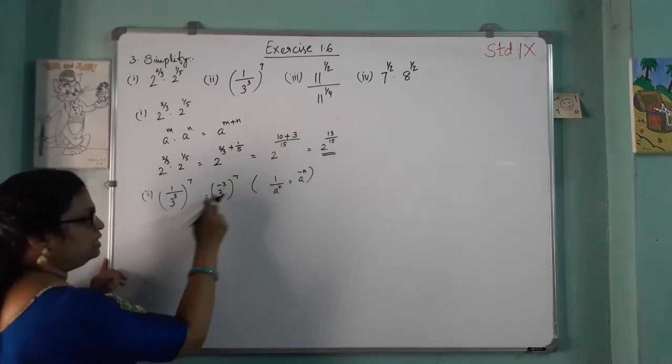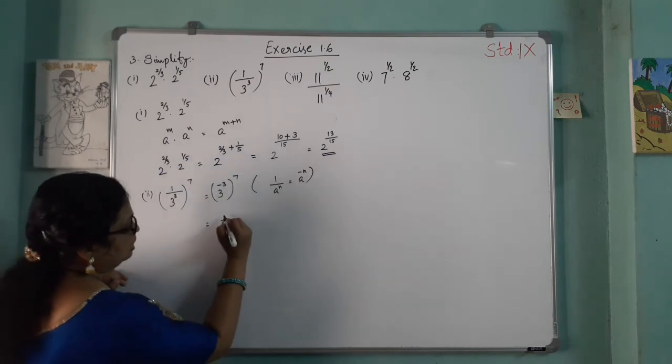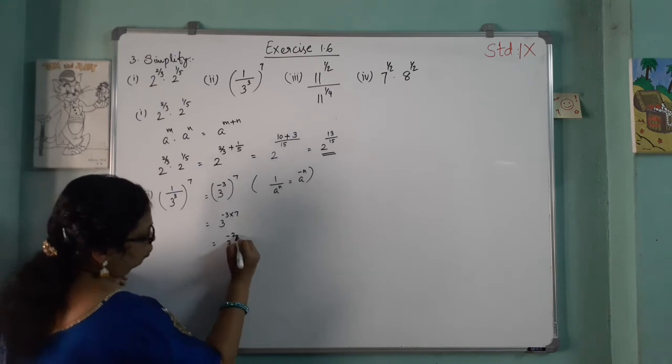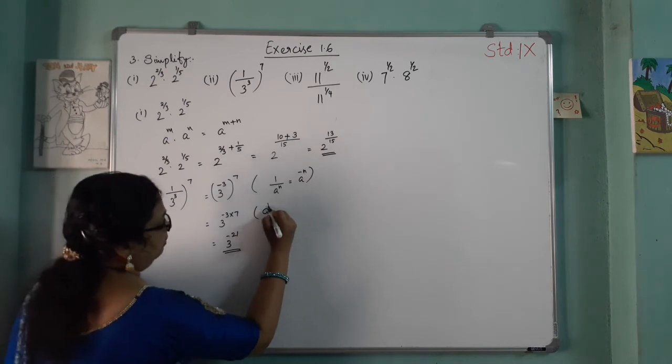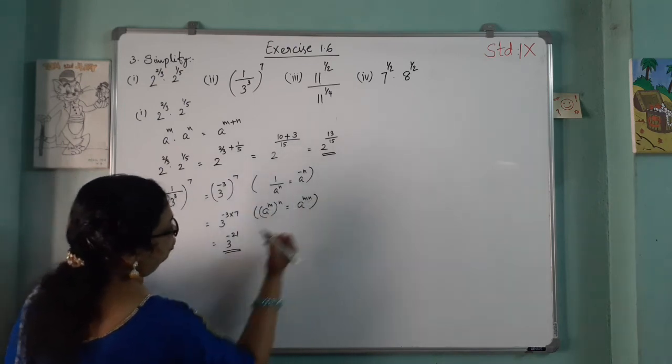1 by 3 cube is 3 raised to minus 3, the whole raised to 7. Then this is 3 raised to minus 3 into 7, which is equal to 3 raised to minus 21. That is the answer here. Law used: a raised to m, the whole raised to n, is equal to a raised to m into n.